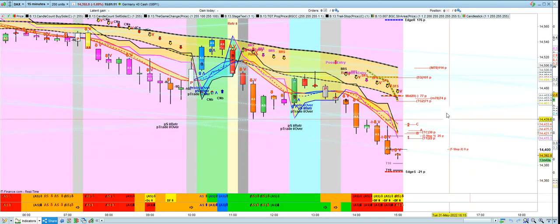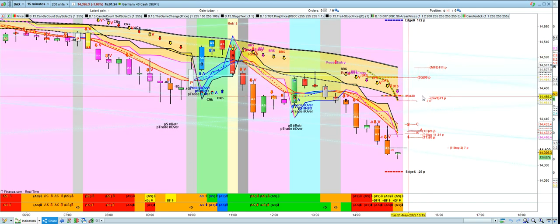Okay, I want to bring your attention to the following lines on the software. The midpoint, which is our mid-20. You'll see that all the lines are marked, and it also gives you the distance away to the line, how many points away the market currently is. Okay, so the mid-20 is currently red and yellow.